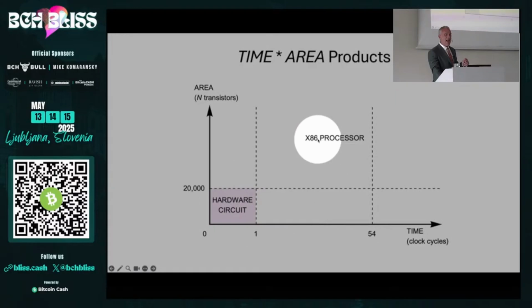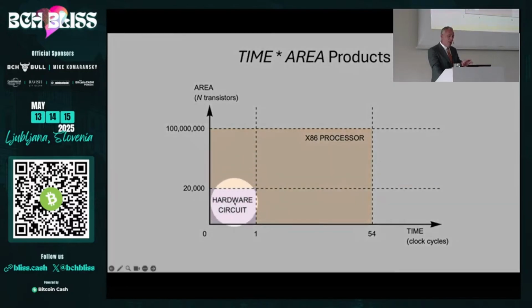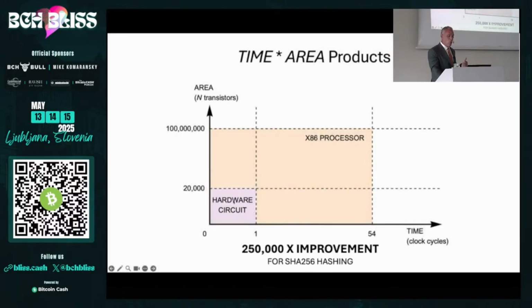A modern x86 processor, like a 64-bit x86 processor on a desktop, has 100 million transistors per core. So how much smaller this rectangle is represents the gain we get by offloading to hardware. So we are 250,000 times better than software.